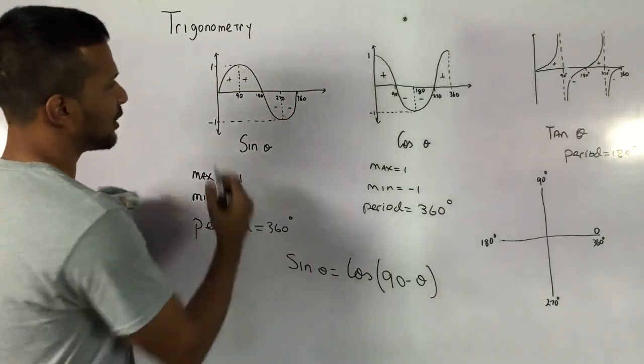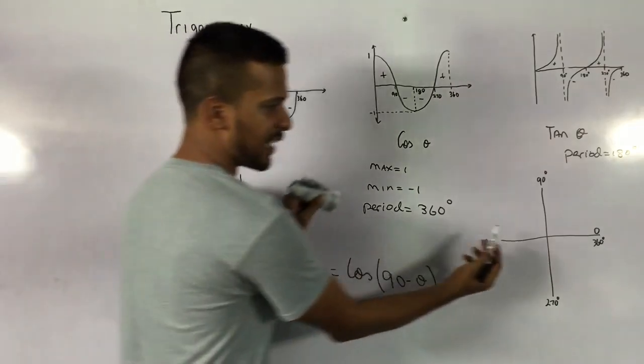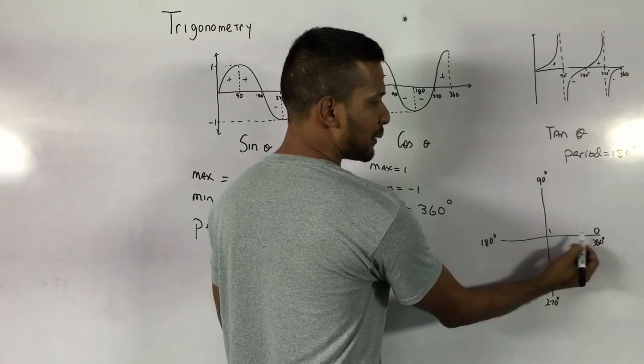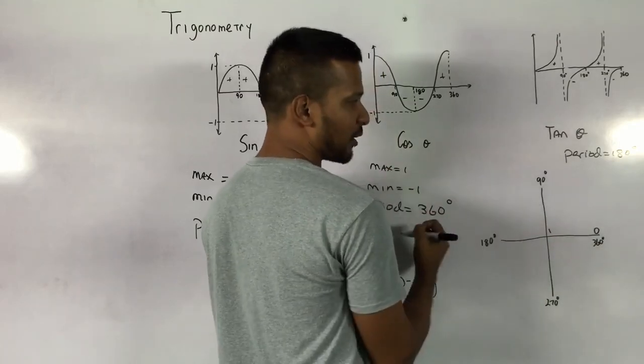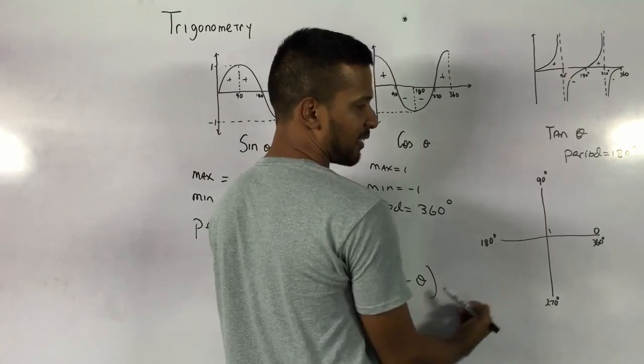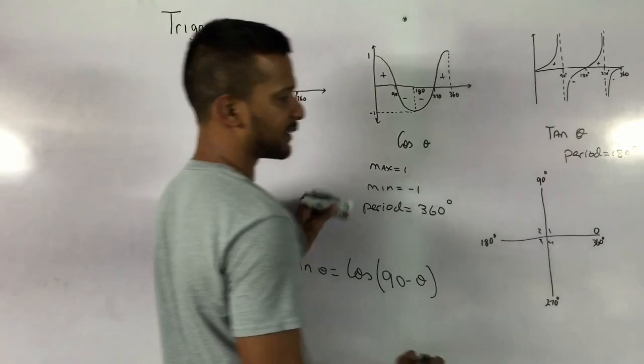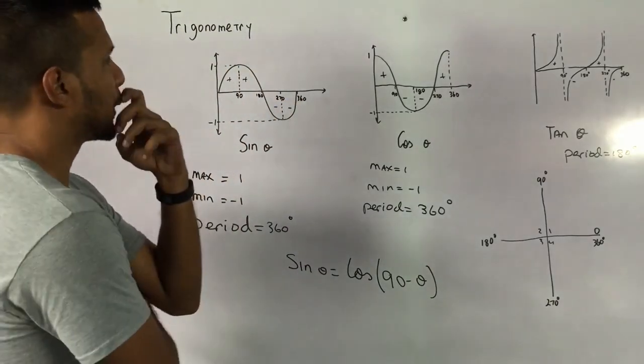When I say first quadrant, I mean between 0 and 90. Second quadrant, I mean 90 and 180. And it's represented here. First quadrant is between 0 and 90. Second quadrant between 90 and 180. Third quadrant between 180 and 270. And fourth quadrant between 270 and 360. Right. So let's take a look at it.